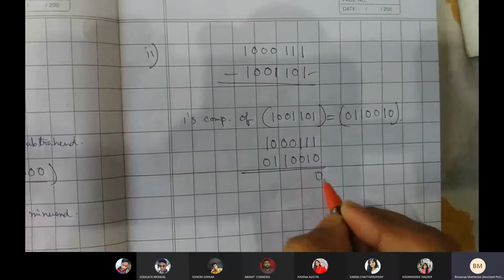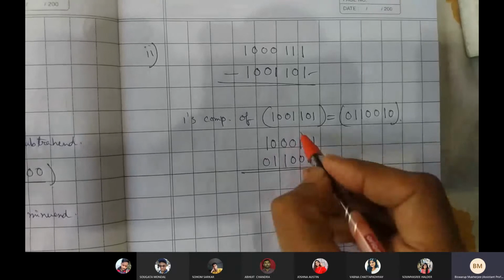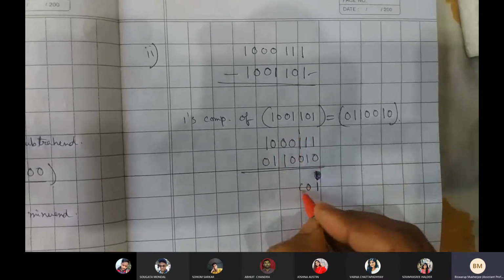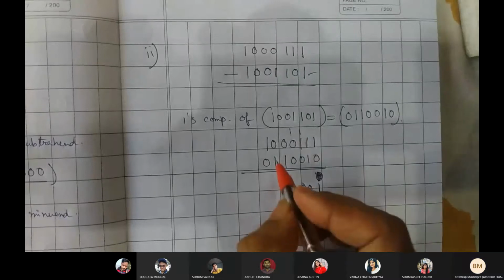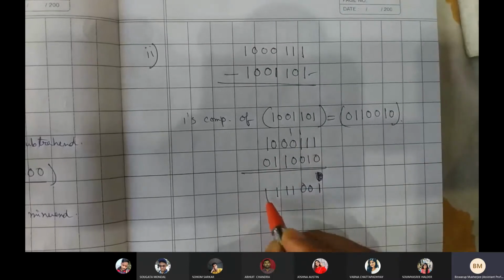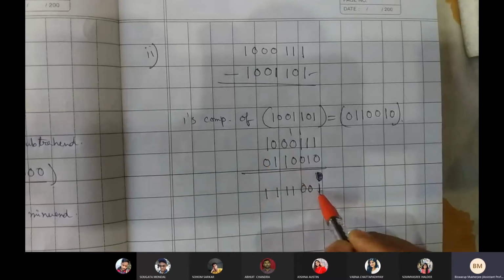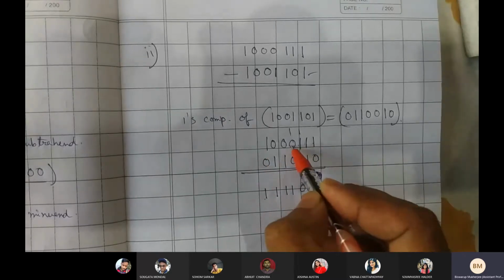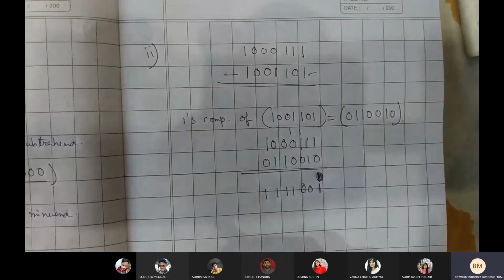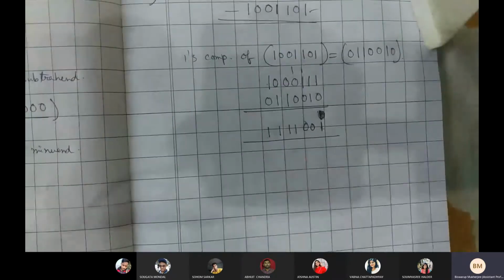Add. That is 1, that is 1 plus 1 is 10, 1 plus 1 is 10, that is 1, that is 1, that is 1, right? So 1111001. So how many bits? 1 2 3 4 5 6 7. So no carry has been generated, right? So as no carry has been generated, what we need to do?